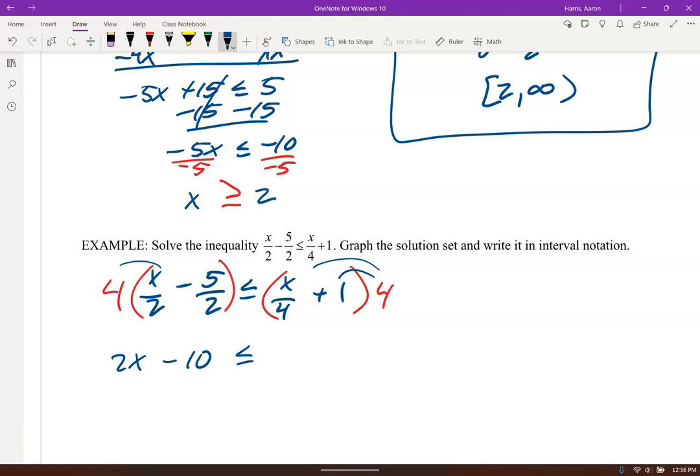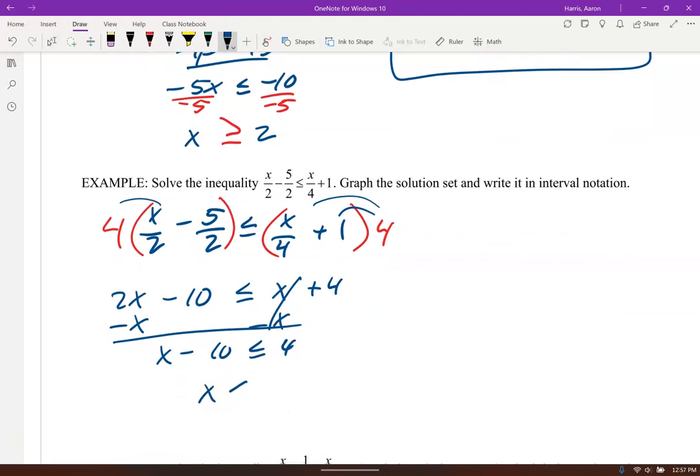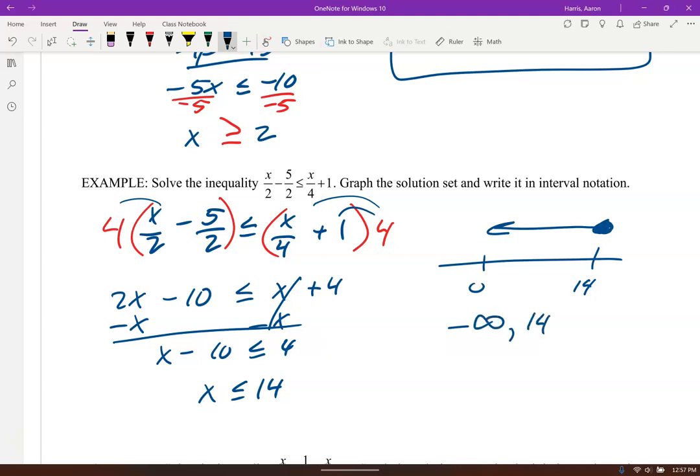Over here, when I distribute that, I got 4x over 4, that's a 1x. And then 4 times 1 is a 4. And now this is all I'm solving, right? I don't have to deal with fractions any longer. So I have x minus 10 less than or equal to 4. Add 10 to both sides. x is less than or equal to 14. So here's our 14, less than or equal to. That's filled in. Got a bracket on that.